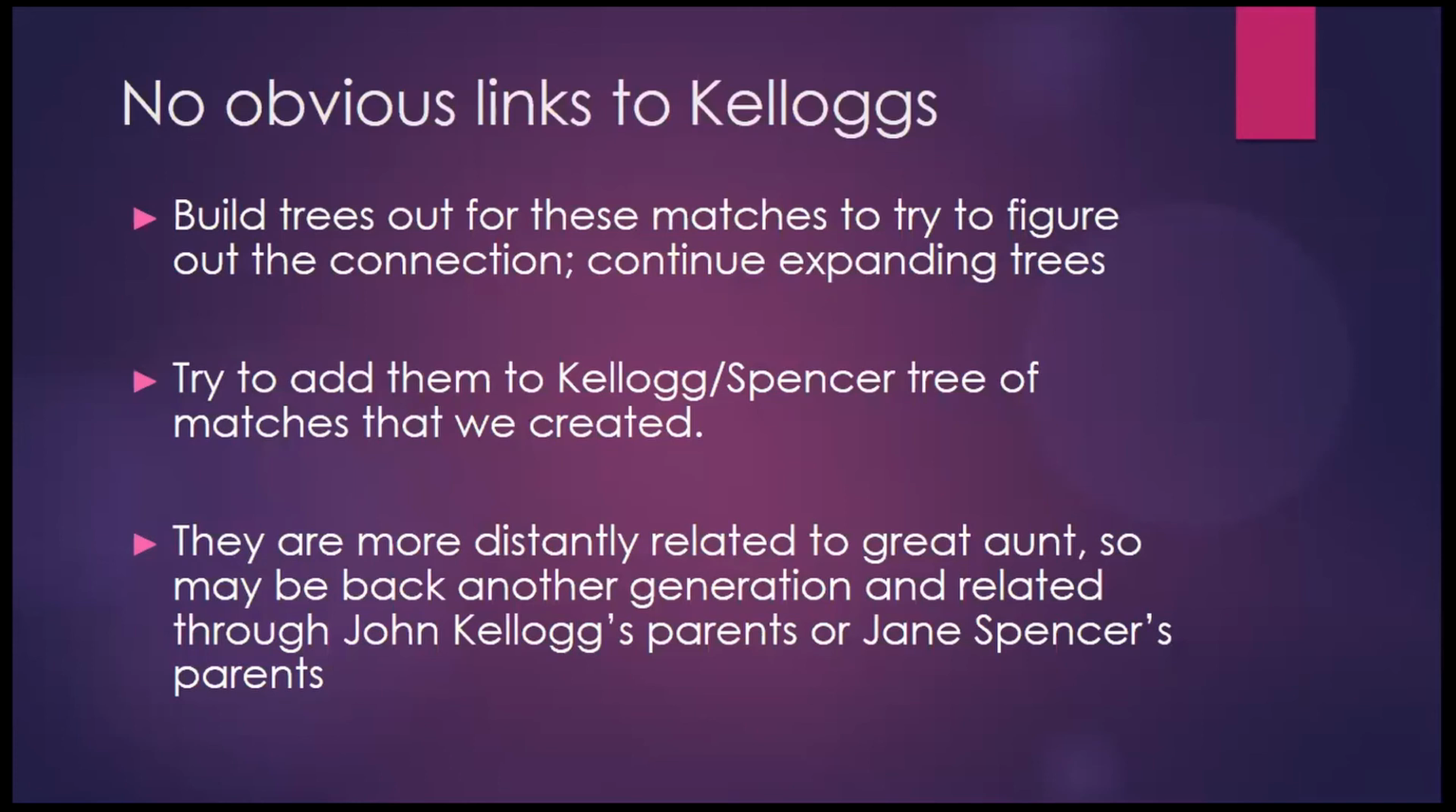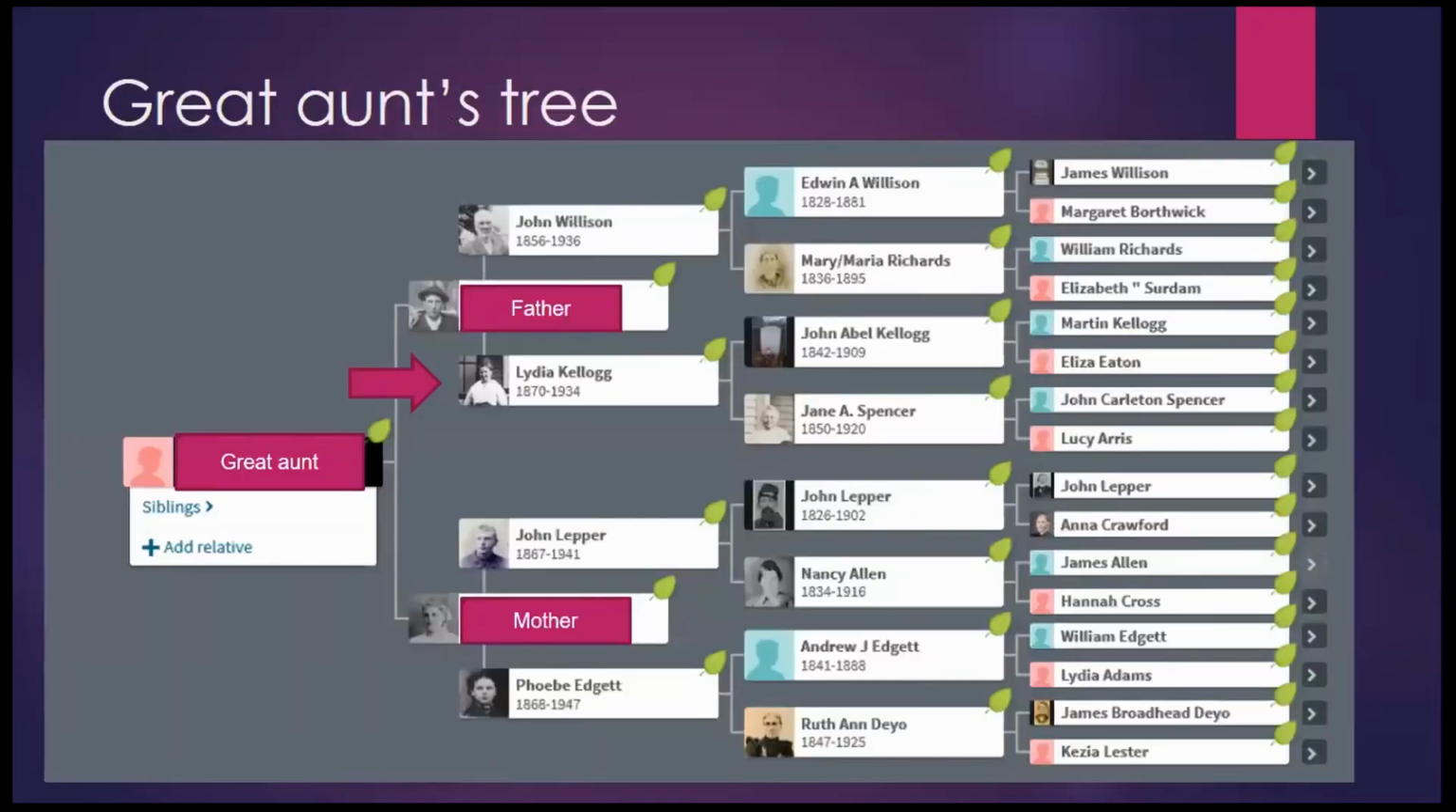They are more distantly related to my great aunt, so it may be back another generation through John Kellogg's parents or Jane Spencer's parents. So remember, here's great aunt's tree again. So the matches that we have don't appear to be the Phyllis, Gary, and Gailene that we just looked at. They don't appear to be descended from John and Jane. They're more distant matches, probably.